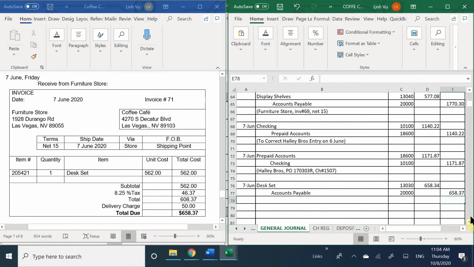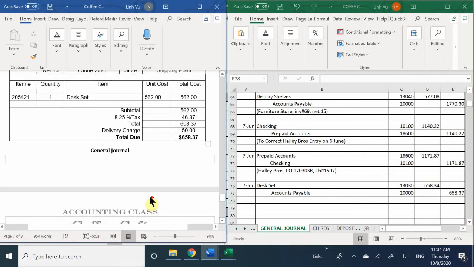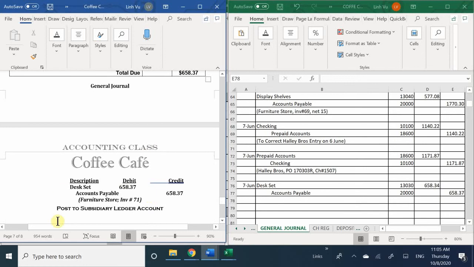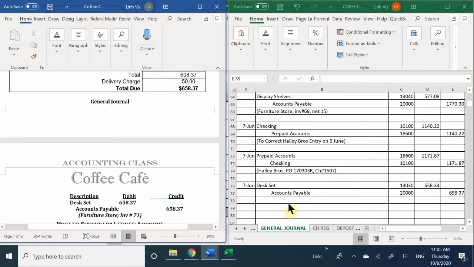This one, I don't need to calculate my sales tax or my shipping freight. I don't need to distribute them because I only have one item. So in this case, I don't need to do any calculations. It's already given right here. This is what my asset cost is going to be for the full $658.37. Okay, with my journal here, I've already indicated that this is what's going to happen.